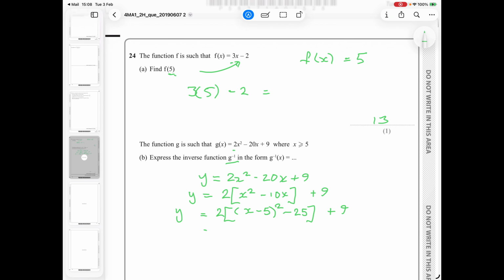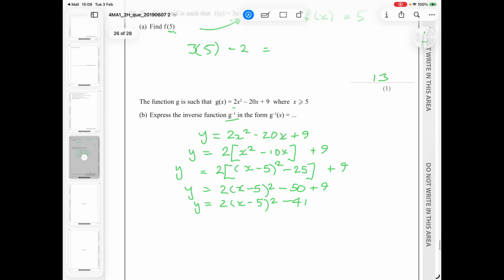Now we're going to leave the 2(x - 5)² there. We're going to times out the minus 25, so that's minus 50 plus 9. And that gives us y = 2(x - 5)² and that's minus 50 plus 9, which is minus 41. Now, this is when you need to reorganize it so that we make x the subject, okay?